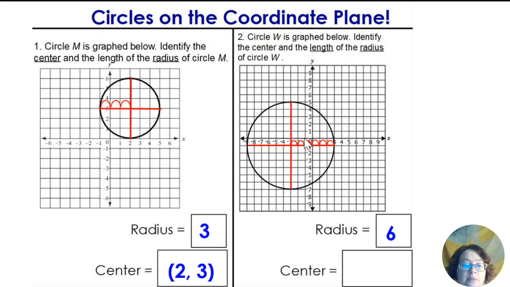And then I look at my center. My x value is -3. My y value is -1. So (-3, -1) would be the center of my circle.